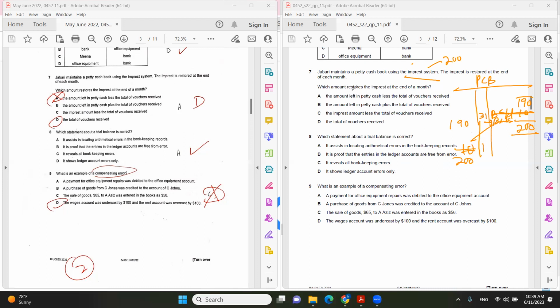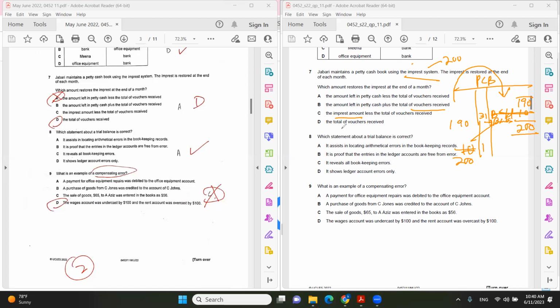So they say, which amount restores the imprest at the end of the month? The amount left in petty cash less the total voucher received. Voucher refers to the payment voucher for this one. Okay. The amount left in the petty cash plus the pay... This voucher refers to the credit side of the payment. The imprest amount less the total voucher received. The imprest amount means this 200 less the total of the voucher received. That means the payment made.